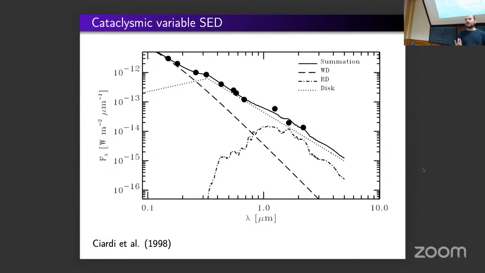So cataclysmic variables are a bit easier because, as you can see here in the spectral energy distribution, the accretion disk dominates. Here, the accretion disk is the dotted line. It dominates the optical and even infrared range. So it's really easy to study accretion then because we see basically the mass flow, the accretion.